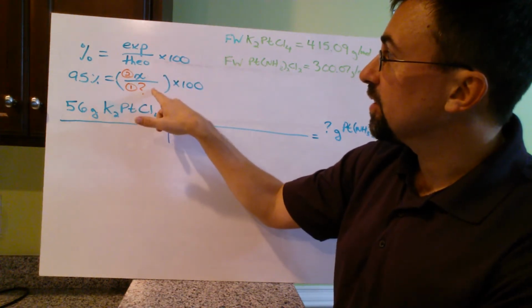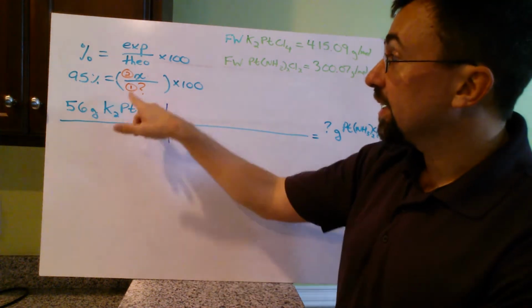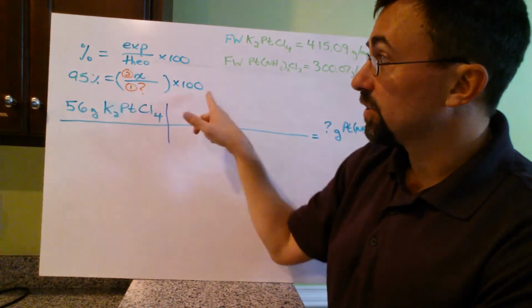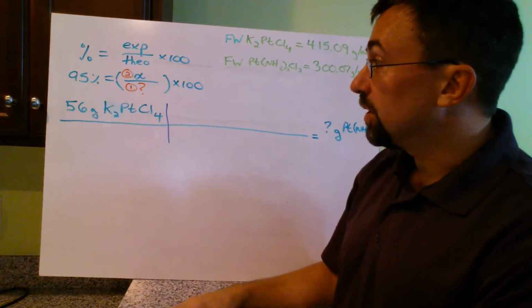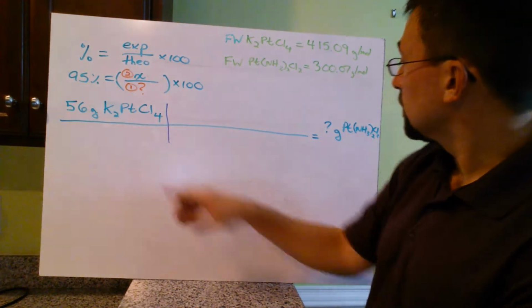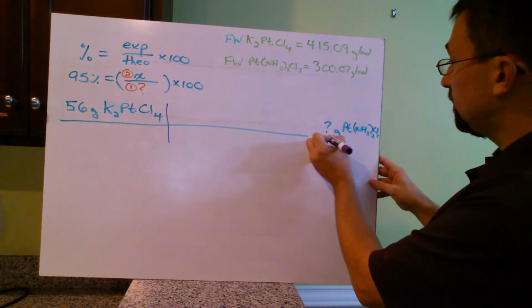But unfortunately, if I look in the problem for the theoretical yield, we don't have that, which means we have to calculate it. So we're going to calculate the theoretical yield, then we can get the actual yield out of this relationship. So, going back to what we know. We are only given one piece of information, grams of K2PCl4, and we are asked about the yield of this compound. So that's what we want to solve.